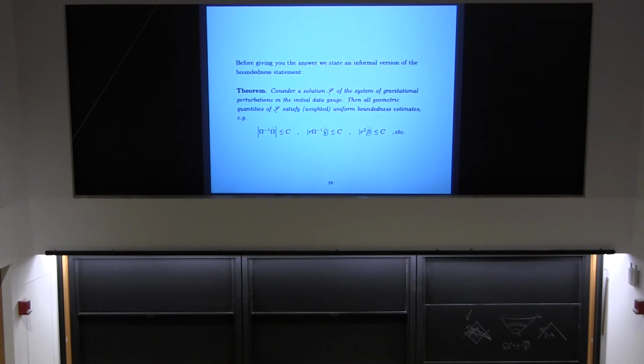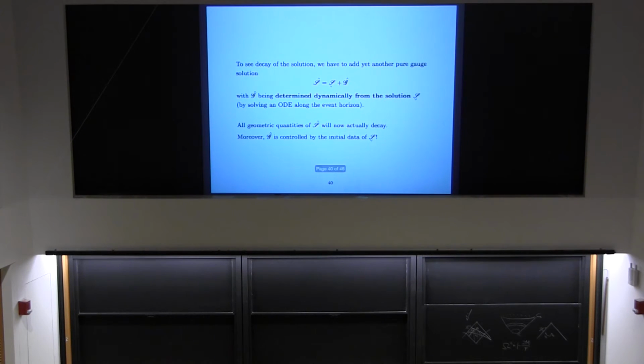And note the weights in r here. So what you're proving is really also a statement of asymptotic flatness. So you include the weights that you expect the solution to have near null infinity. Okay, so you have a boundedness statement for all quantities for the solution S hat. Now, if you want a decay statement for all quantities, the way to get this is to add yet again another pure gauge solution.